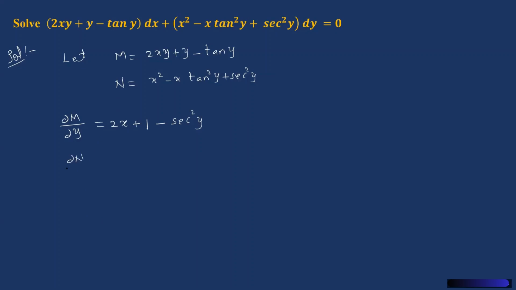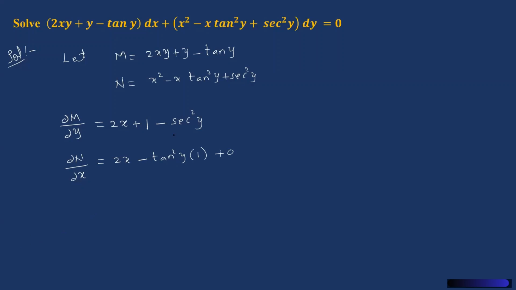Let's keep this aside. Now let me differentiate N with respect to x partially. First you have x square, so its derivative is 2x. Then minus, since you are differentiating with respect to x, this tan square y is a constant, so I write tan square y as it is, and what remains is x, whose derivative is simply 1. And secant square y is also a constant, so its differentiation is 0.